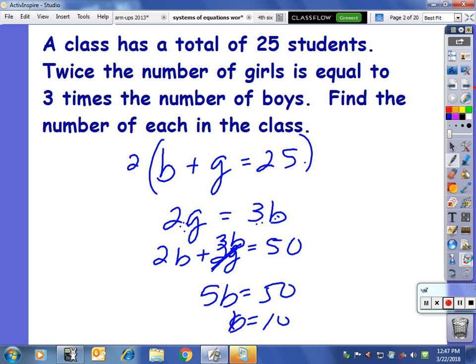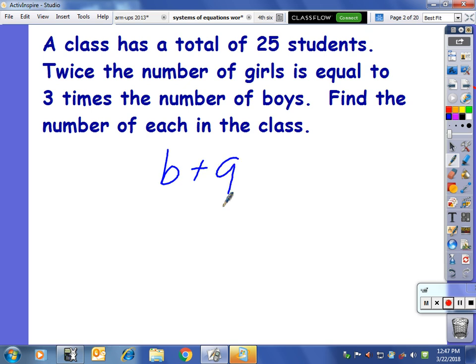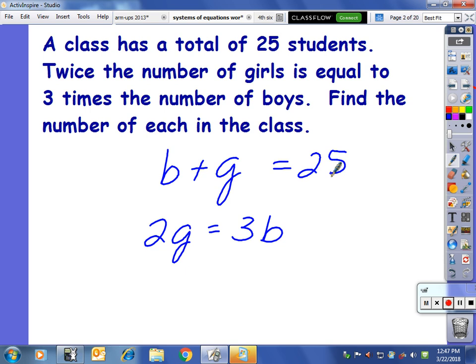So, anyways, it was... I can't think of his name. I'll figure it out in a second. Okay, now let's do it. B plus G equals 25. Let's do it the other substitution way. Jacob. It was Jacob.